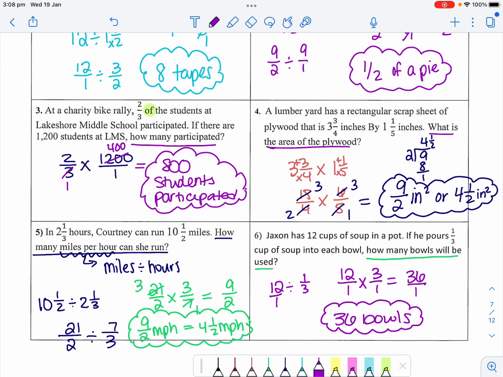So these are several examples of the different types of word problems that you're going to see. There may be slight variations in the wording or the objects that are being used, but this is very typical of the types of wording that you're going to see to be able to identify whether it's multiplying or dividing.